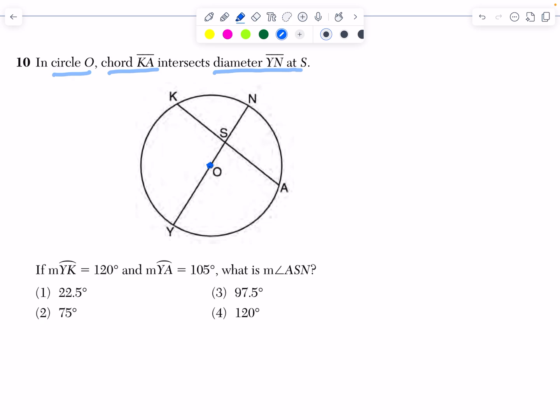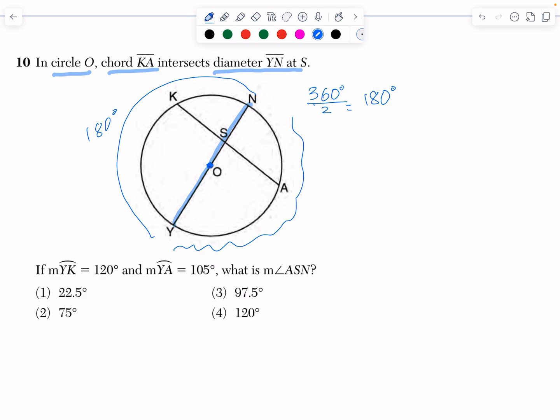Now, first of all, before we continue, you have to understand if we have a diameter that cuts the circle in half. Well, the full circle is 360 degrees. And so if the diameter cuts a circle in half, that means each arc is 180. So this arc over here, that's 180 degrees. And this arc over here, that's 180 degrees. So that's something to keep aware of.